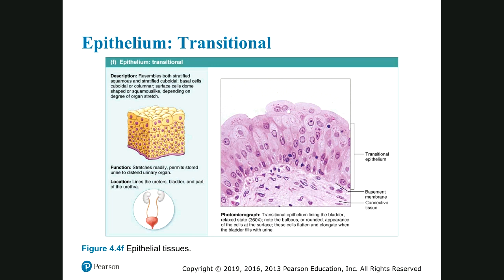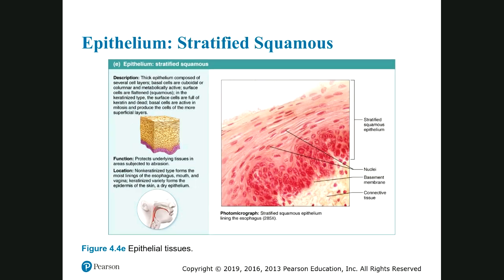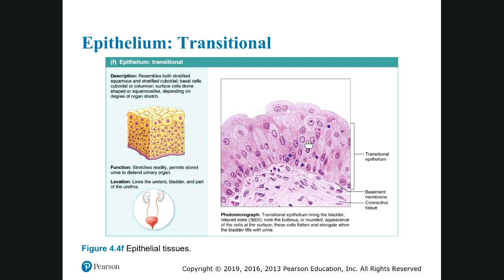Let's look at a major difference between stratified squamous epithelial tissue and transitional epithelial tissue. Here on the apical surface of the transitional cell, you can see how it is rounded or balloon shaped. There's the apical surface, here's the basal surface. That is different from stratified squamous, which has a flat apical surface. You can see the flat apical surface here of those cells in stratified squamous in comparison to the rounded apical surface of the transitional epithelial cells.